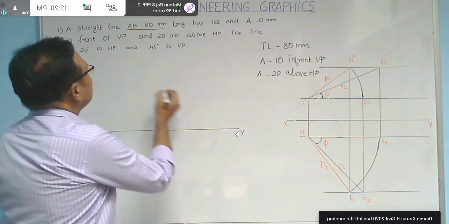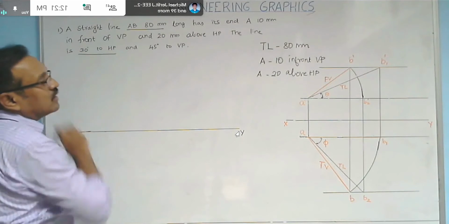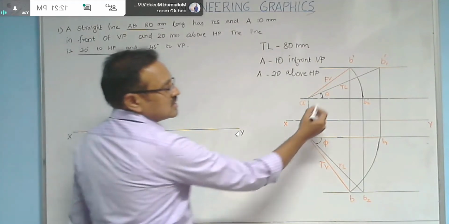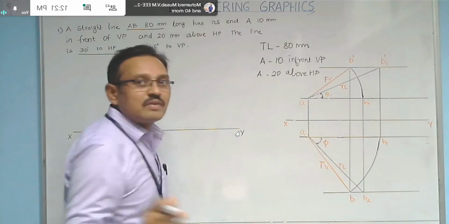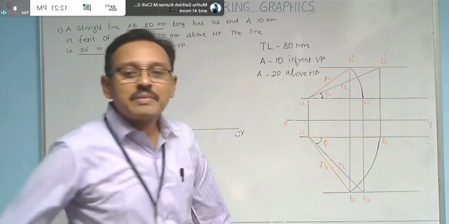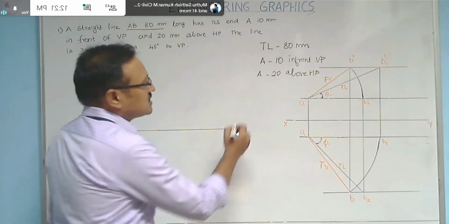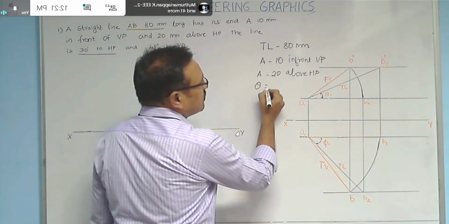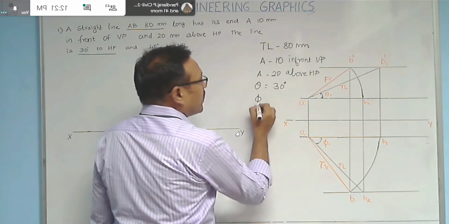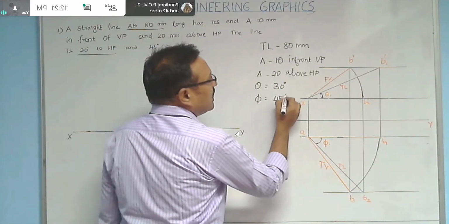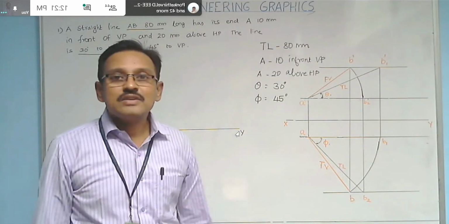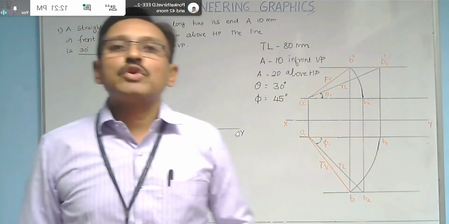Now you can see that the line is 30 degrees to HP. Inclination to the horizontal plane is always denoted by theta, and inclination to the vertical plane is always denoted by phi. So you can say that theta is equal to 30 degrees and phi is equal to 45 degrees. So these are the given data in the problem.